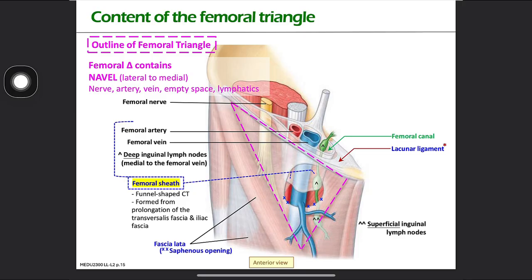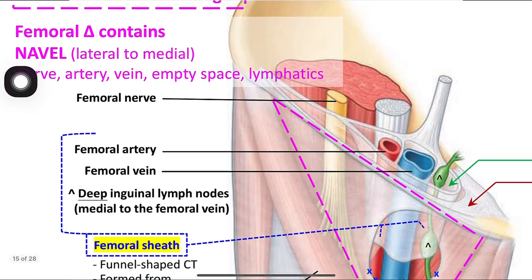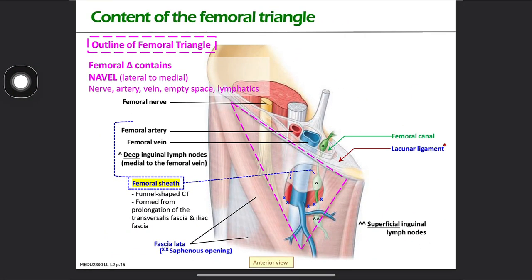So then let's take a look at the contents. Now the contents. We have this beautiful mnemonic for you: NAVEL. This NAVEL is from lateral to medial. N-A-V-E-L. We have the nerve, artery, vein, empty space, and lymphatics. So we have the nerve here, the artery, vein, some empty space, and also the lymphatics here.